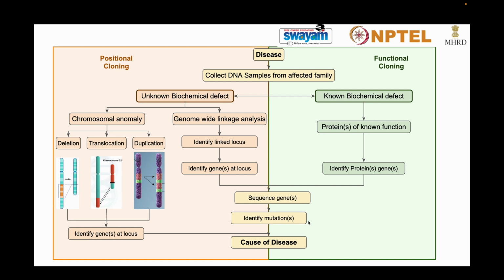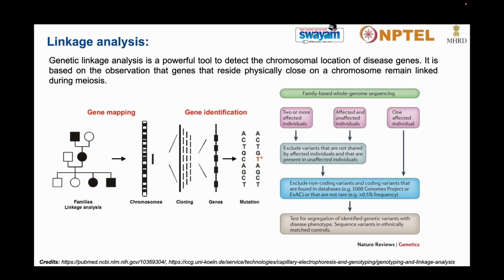In that way, this will not only yield us the information of the gene that is causing the disease, but it will also tell us about the mutations that are leading to that particular disease, or that are affecting the functionality of the gene in the case of disease. The linkage analysis, as we have seen earlier, is something we perform. What we mean by linkage analysis is that it is a powerful tool to detect the chromosomal location of disease genes. We perform it when we want to know the location of the disease genes in the chromosomes. It is based on the observation that genes that reside physically close on the chromosome remain linked during meiosis.